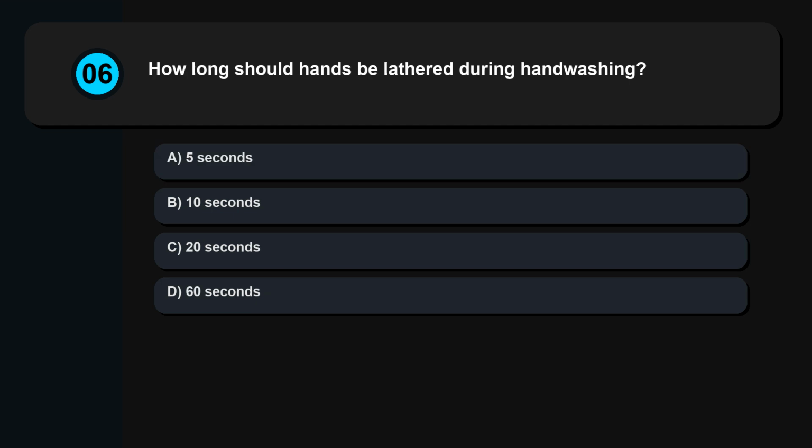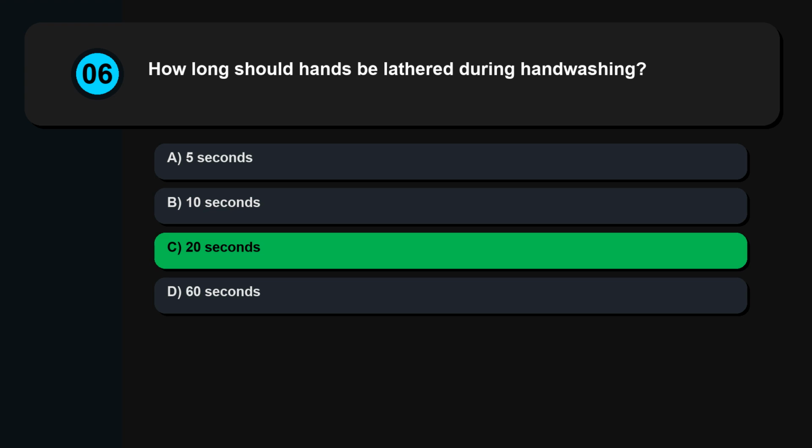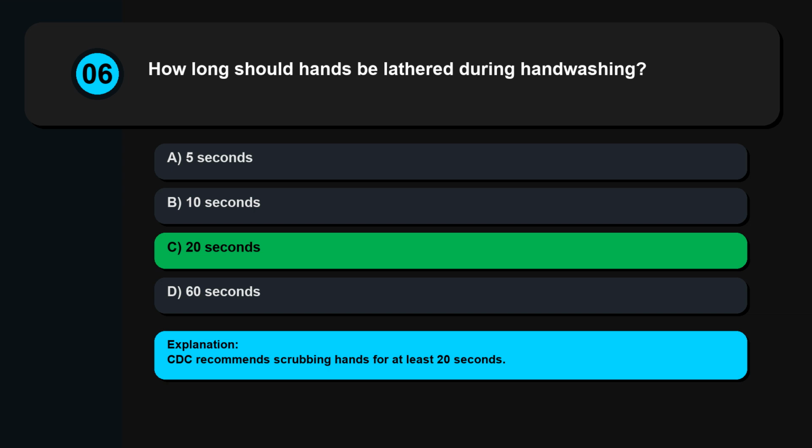Question 6. How long should hands be lathered during hand washing? 5 seconds, 10 seconds, 20 seconds, or 60 seconds. The CDC recommends scrubbing hands for at least 20 seconds.